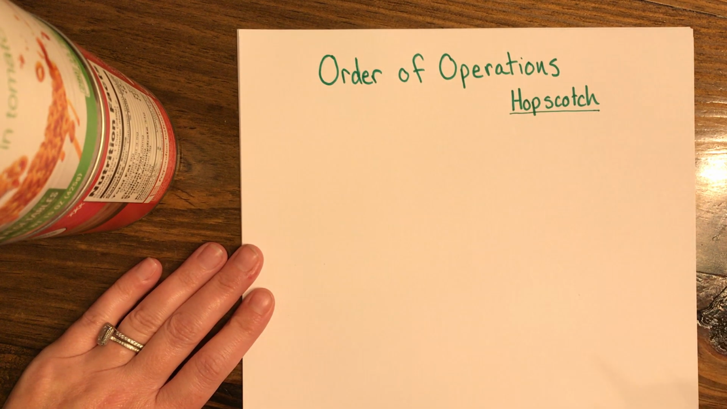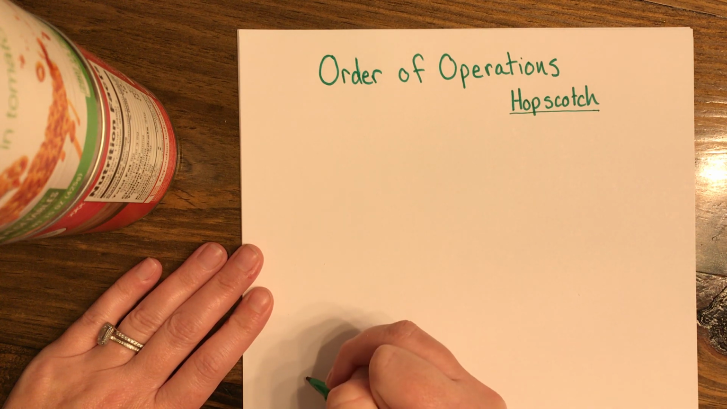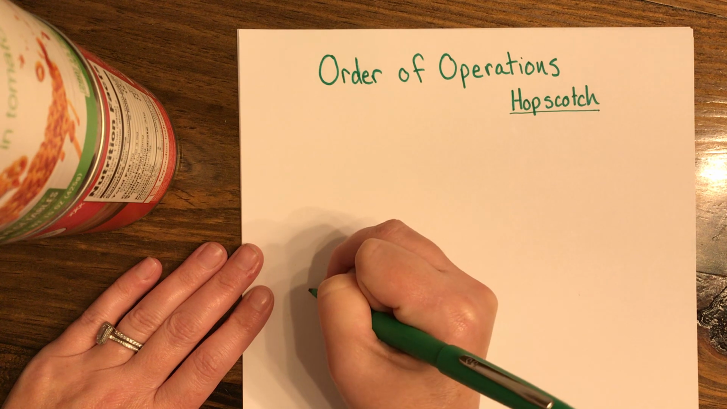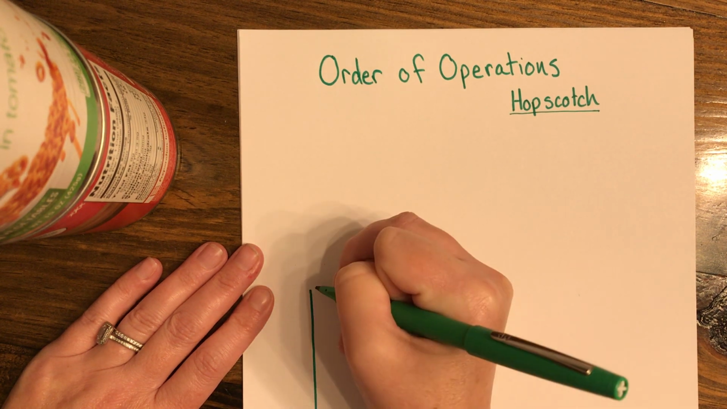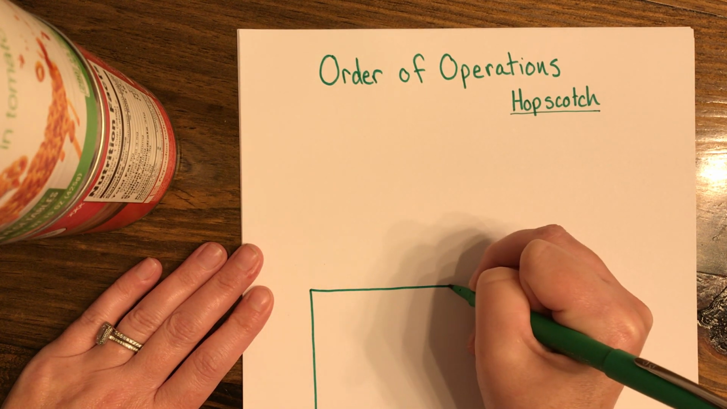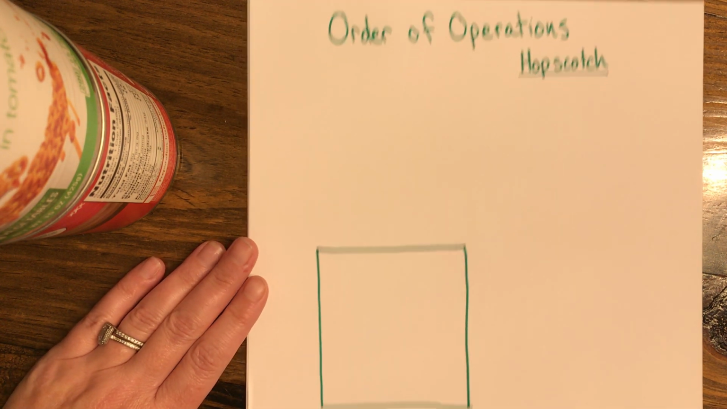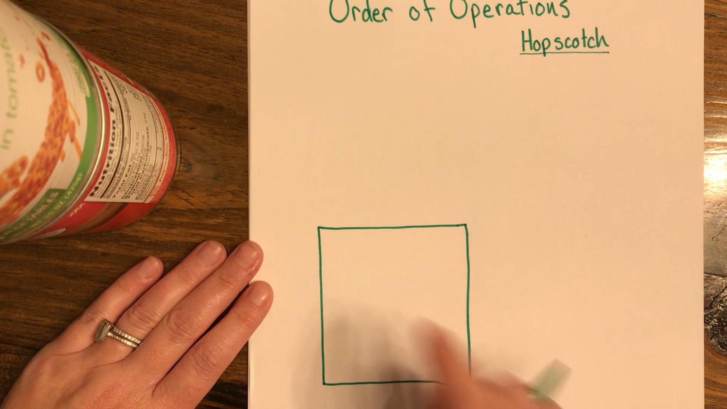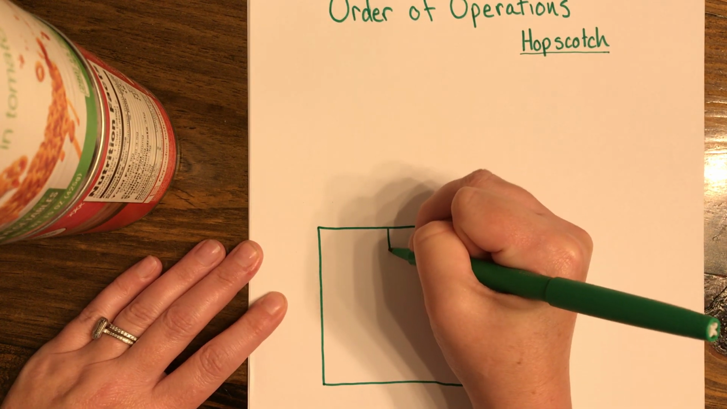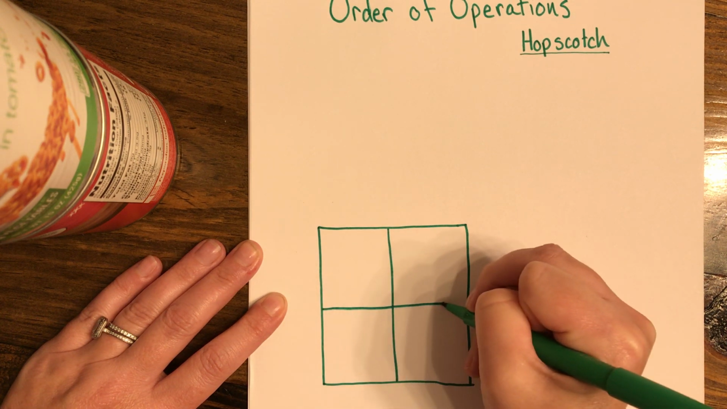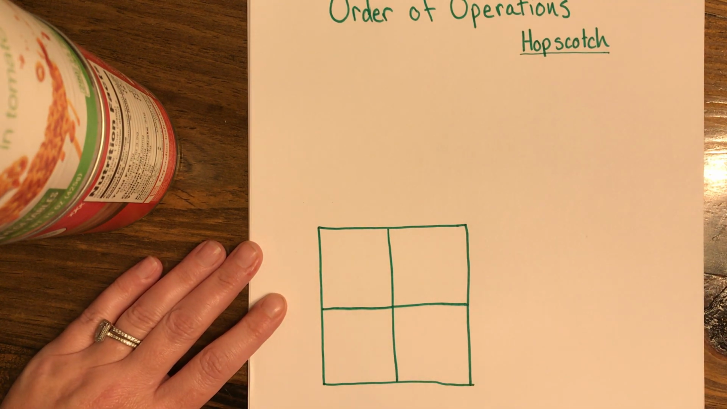So here we go. What I want you to do is make one large square, right about middle way down your page, okay? And then I want you to divide that into quarters, okay? This is part of our hopscotch board, all right?